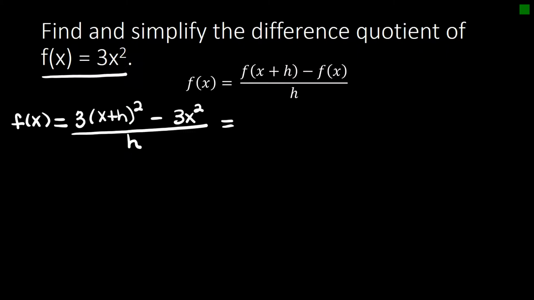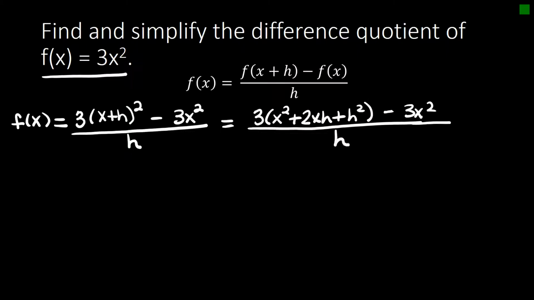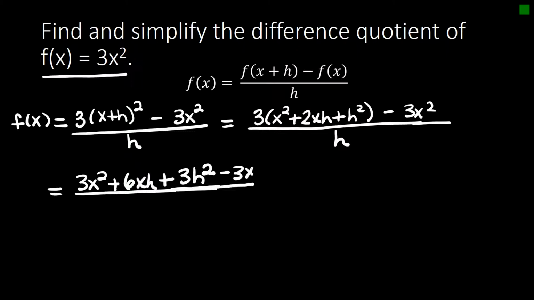So now, let's expand. X plus h quantity squared is x squared plus 2xh plus h squared, minus 3x squared, all over h. Now if we distribute our 3, we have 3x squared plus 6xh plus 3h squared minus 3x squared all over h.